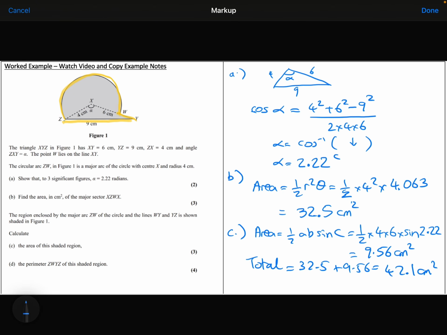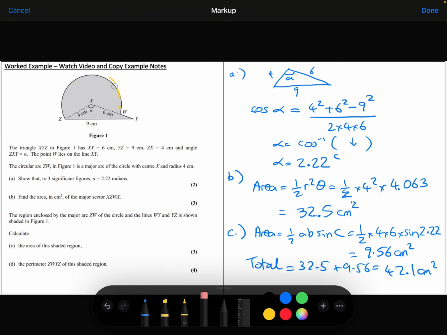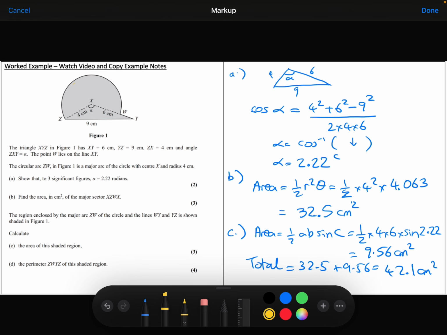Finally, part D, the perimeter of that shaded region. So let's go through this and see what we know already and what we still need to work out. So perimeter, all the way around the outside. Well, I know that's 9. Right, this length here. Let me use a different colour actually to make that a bit clearer.